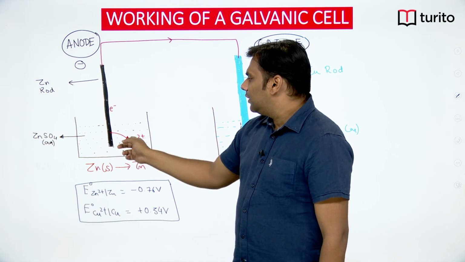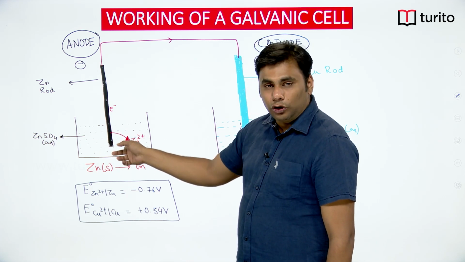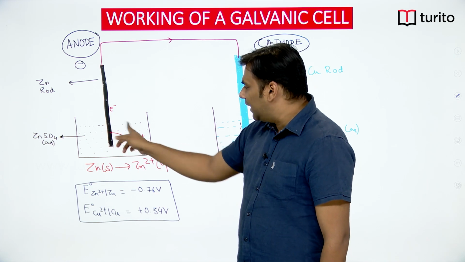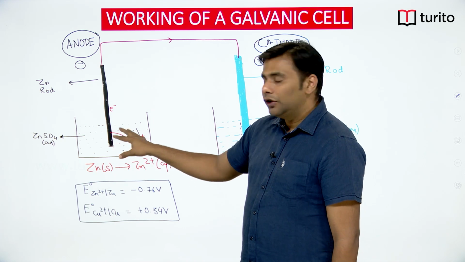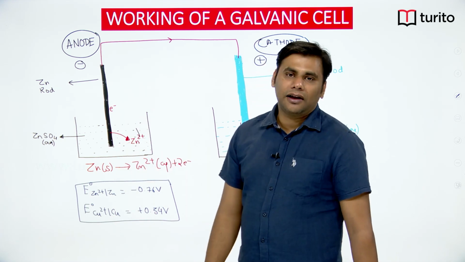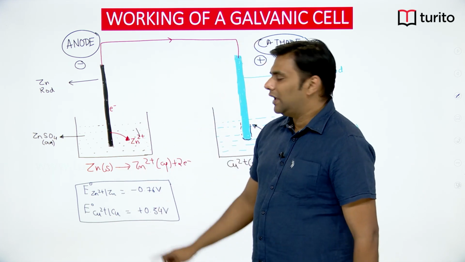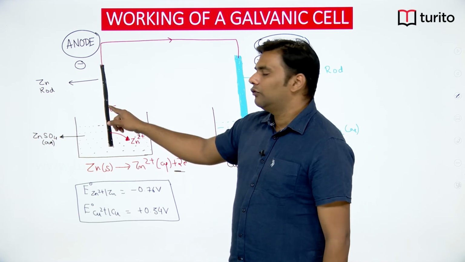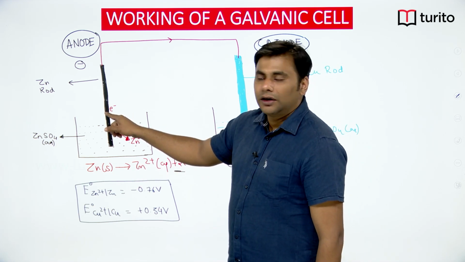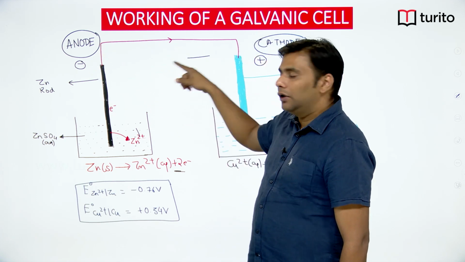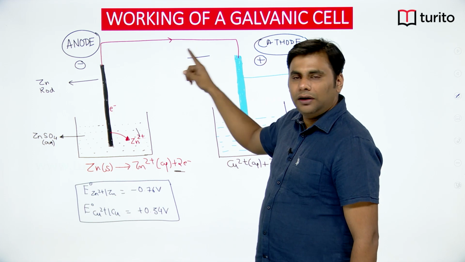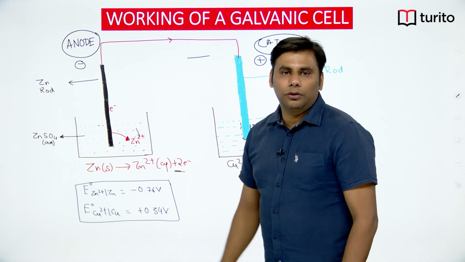So zinc will keep on changing into zinc 2 plus. This zinc 2 plus will enter into the solution. So zinc 2 plus will keep on entering into the solution. Due to this, the solution will have excess positive charge and the electrons which are getting released would be there on the rod. And this electron can flow from anode to cathode through a conducting wire that we have connected from anode to cathode.